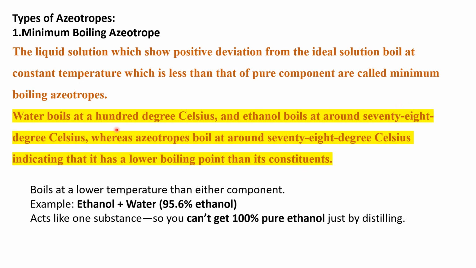For example, water boils at 100 degrees Celsius. Ethanol boils at 78 degrees Celsius. When the composition of ethanol plus water is boiled, it boils at 78 degrees Celsius. So it indicates that the solution boils at a lower boiling point than its constituents. So ethanol plus water is the best example for minimum boiling azeotropic mixtures.